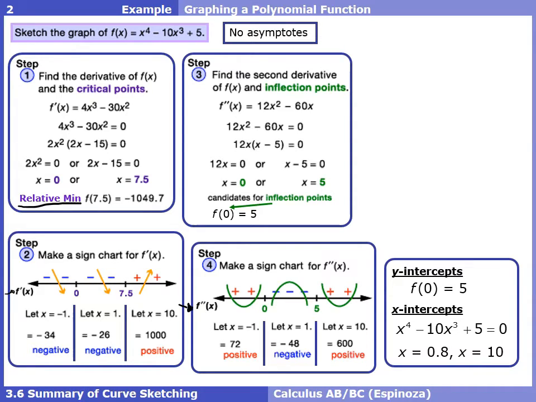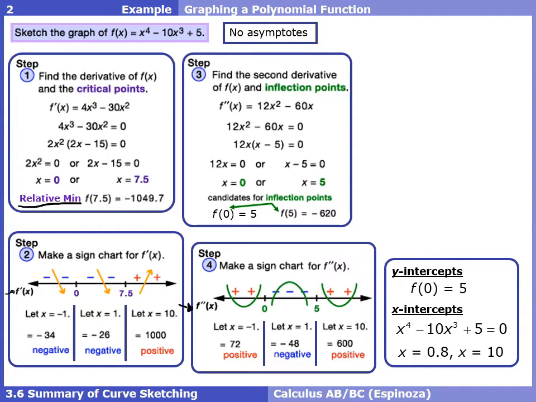We do have an inflection point at 0 because the sign of the second derivative changed. Since I want to know that point, I'm going to figure that out by plugging that into the original function. F of 0 is 5, so we can plot that inflection point. We also discovered that at 5 we have an inflection point. And since I want to plot that point on a graph, which you'll see in a moment, I'm going to find the y value by plugging that back into the original equation. F of 5 is negative 620.